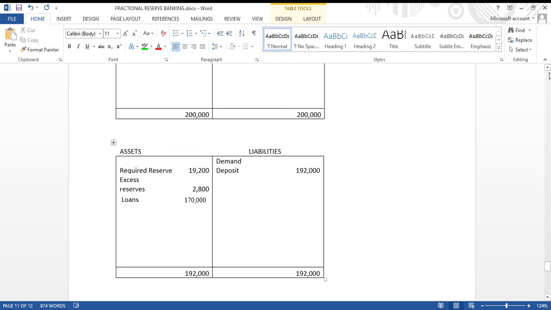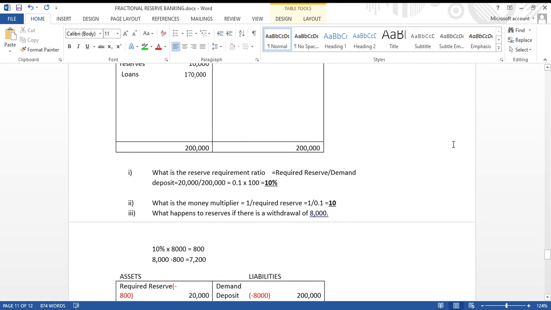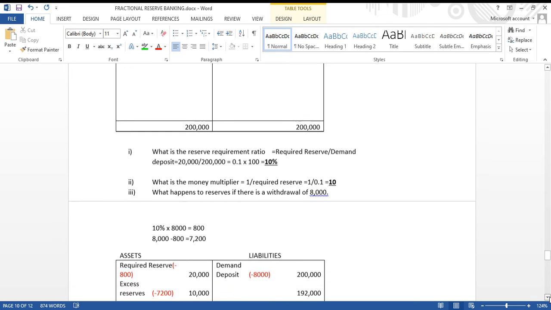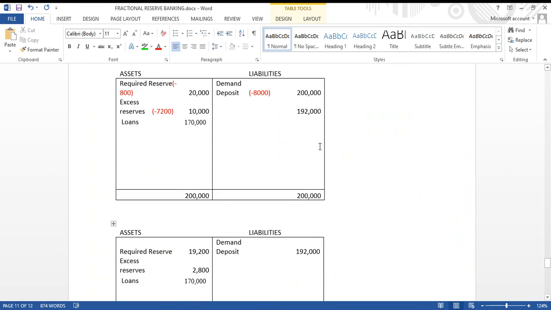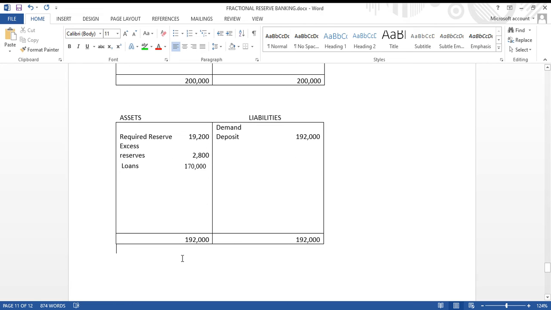And the question is asking us, what happens to the reserves if there is a withdrawal of 8,000? Originally our total reserves were 30,000, all right? They were 30,000, but now they've decreased to 22,000. So our reserves would decrease by 8,000, okay? Our reserves would decrease by 8,000.